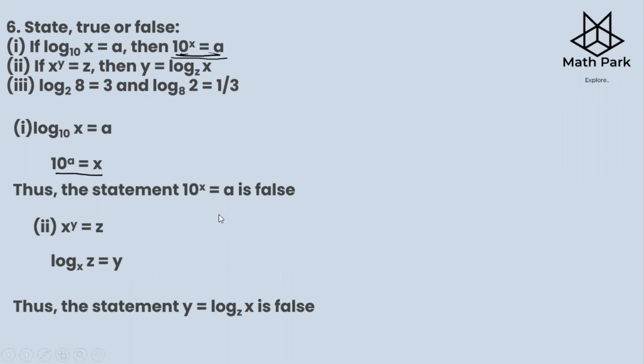Moving to the third one, you are given log of 8 to base 2 is equal to 3. Writing in the exponential form, you get 2 cube is equal to 8, and this statement is true. Let us take another one.